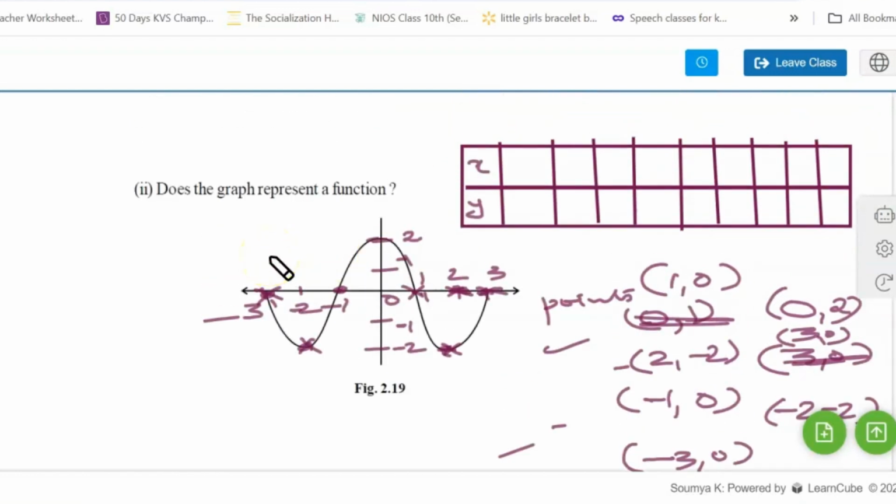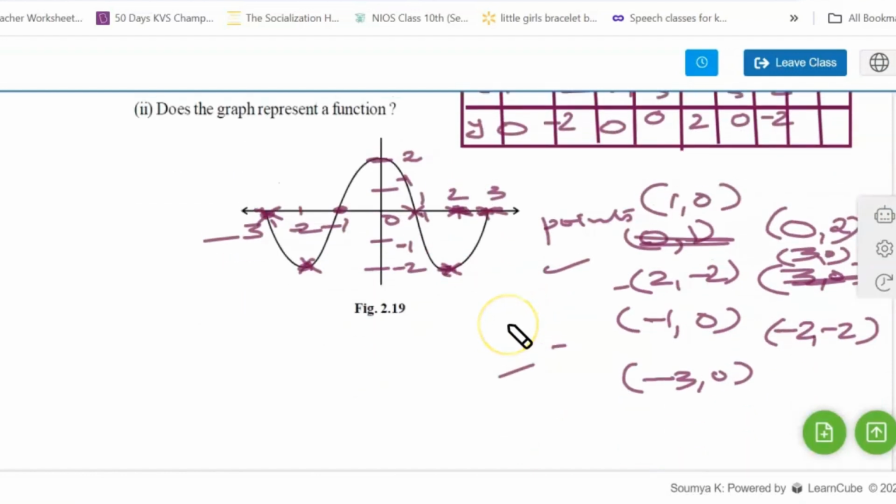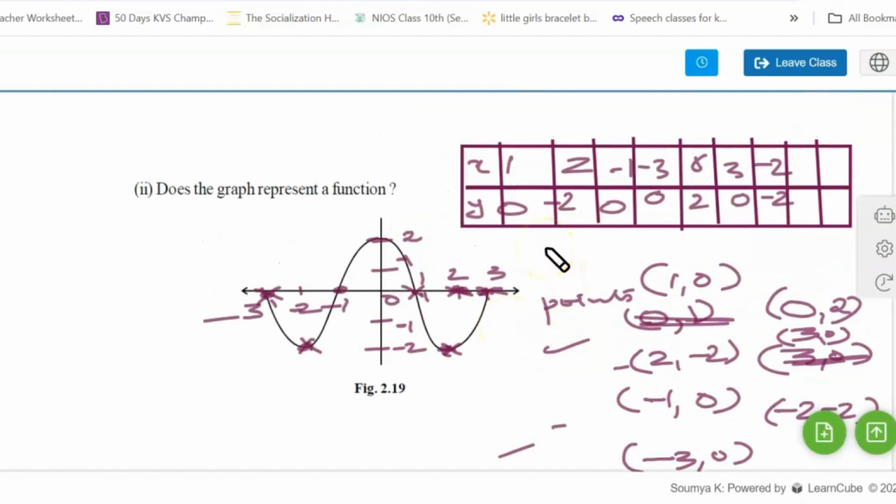Now substitute it in this table form. So it is (1, 0), (1, 0). Next one. Okay, these are the values. So if you watch here, the x values are all different. They are not repeated, though the values of y are repeated. So this represents a function, since each x value has a y value corresponding to it, a unique x value. So that's why this is a function. Okay, this graph is a function.